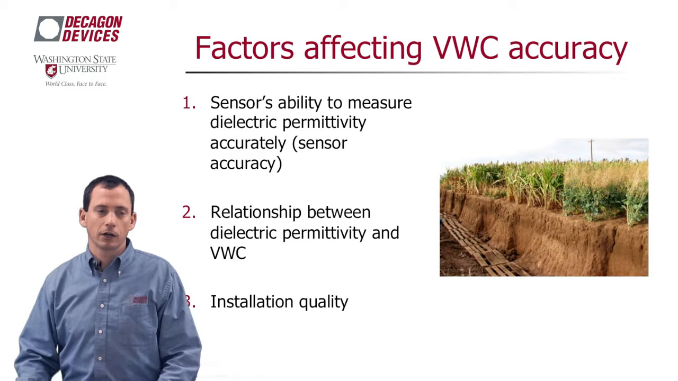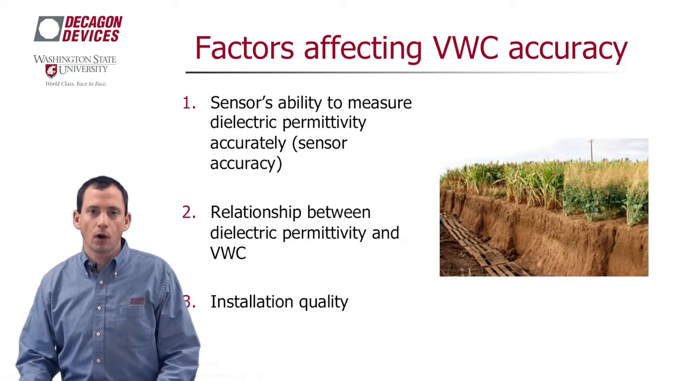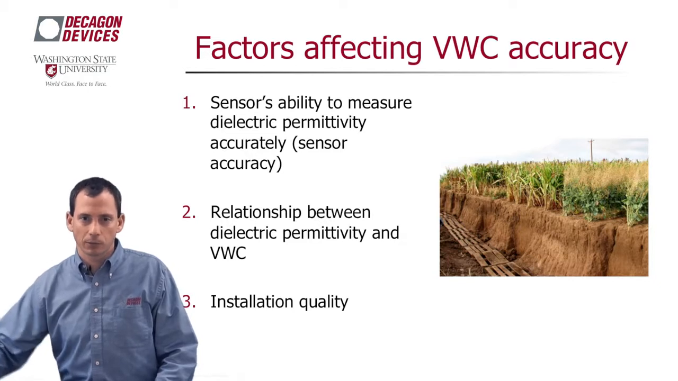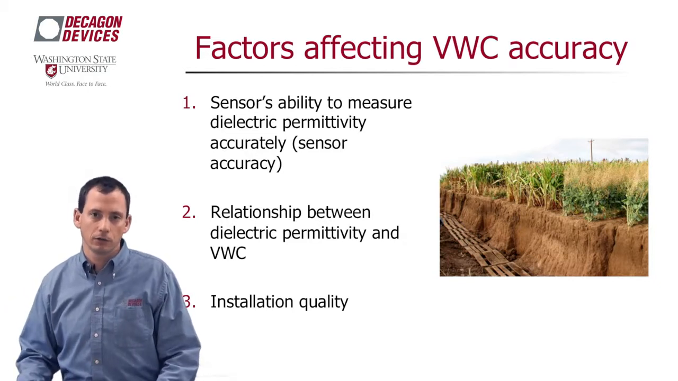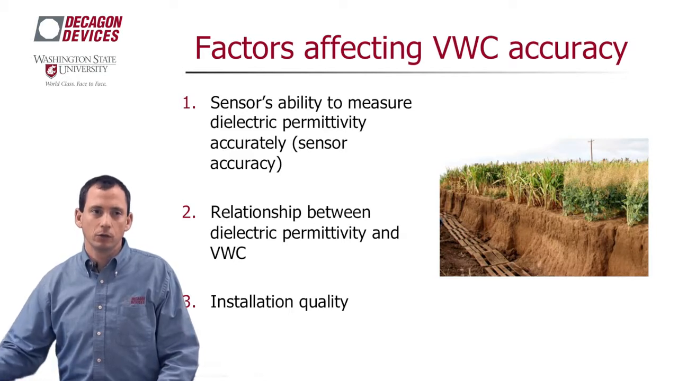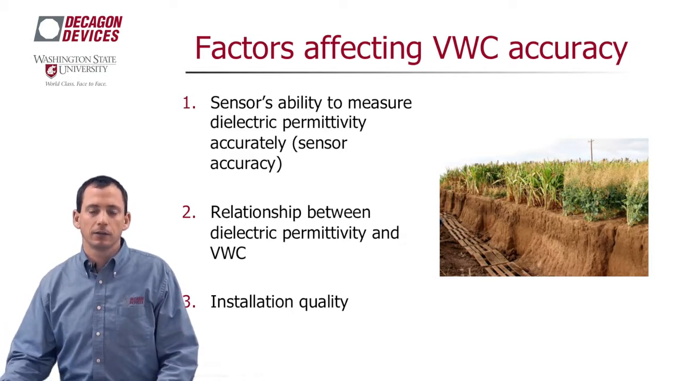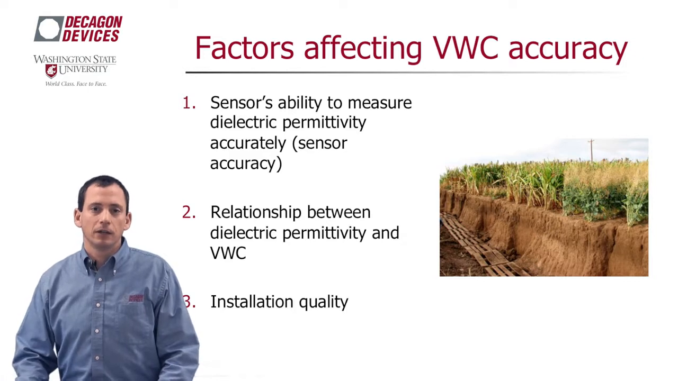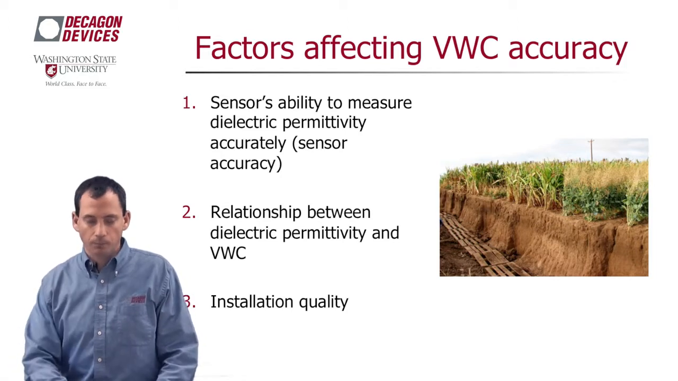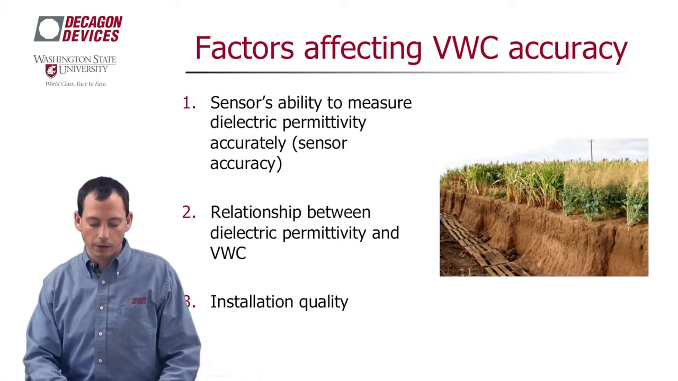Once we have our permittivity measurement, we have to take the next step and get from permittivity to volumetric water content. And so the quality of that conversion, or that calibration from dielectric permittivity to water content, also introduces error. And so we will talk about the loss of accuracy that is attributable to that relationship that we use to get from permittivity to water content. And finally, we will talk about the loss of accuracy that you can get from poor quality installation of the sensor into the soil. So those are the three factors that we're going to talk about today.